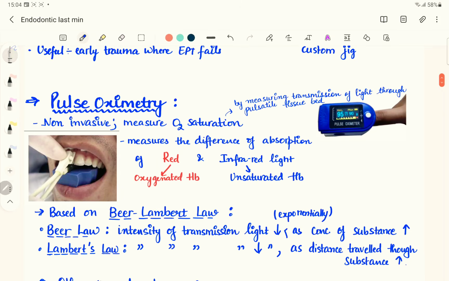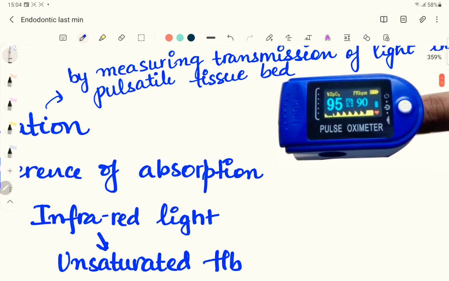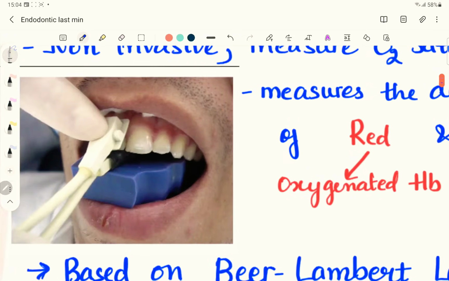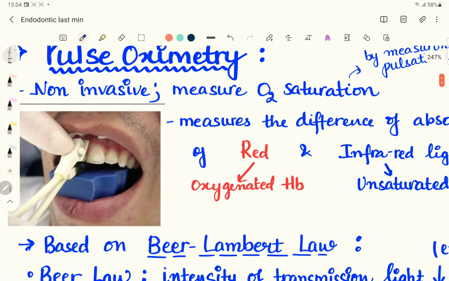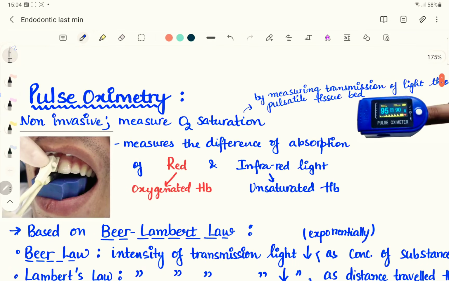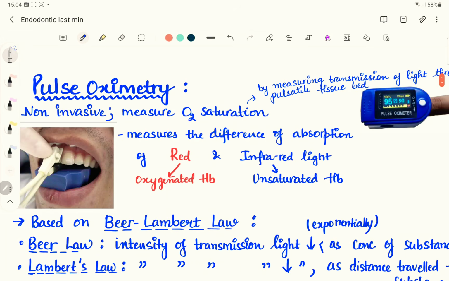Now talking about the pulse oximeter. I hope you must have seen a pulse oximeter. If you put it on a finger, it is going to tell the oxygen saturation as well as the heart rate. We also use this pulse oximeter on a tooth surface. We put the pulse oximeter on both surfaces, one on the labial and another on the lingual, and it is going to reflect the light. Red light is going to tell us about the oxygenated hemoglobin. Infrared light is going to detect and tell us about the unsaturated hemoglobin.